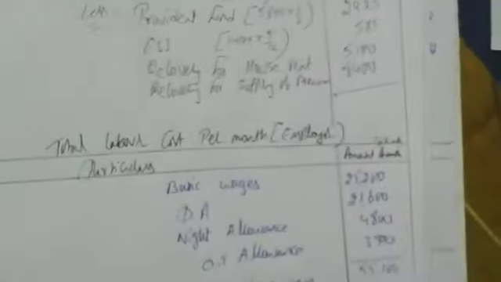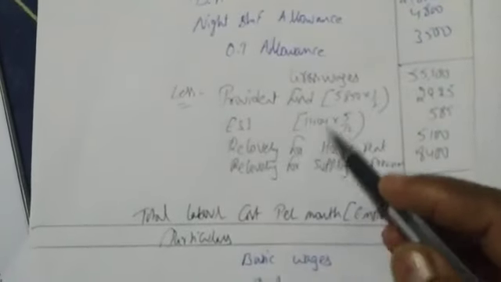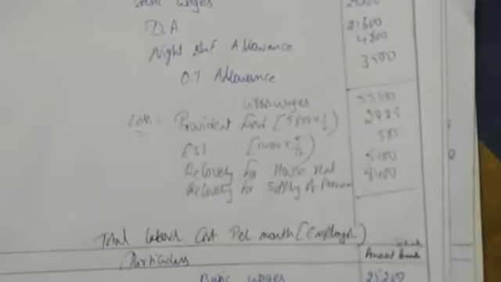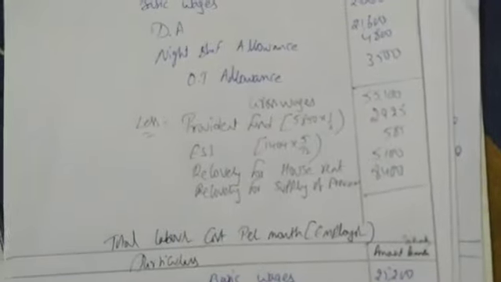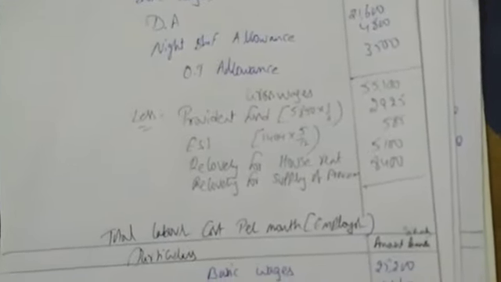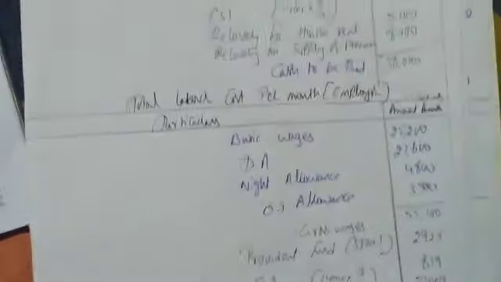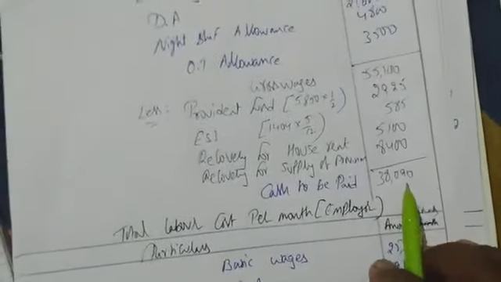We wrote all the items. Now we'll close it and see how much cash is to be paid. These all items we have to deduct, all the employee's contributions we have to find out and deduct. So 55,100 minus 2925 minus 585 minus 5100 minus 8400, we get 38,090 cash to be paid. So the employer has to pay cash to the employee 38,090.